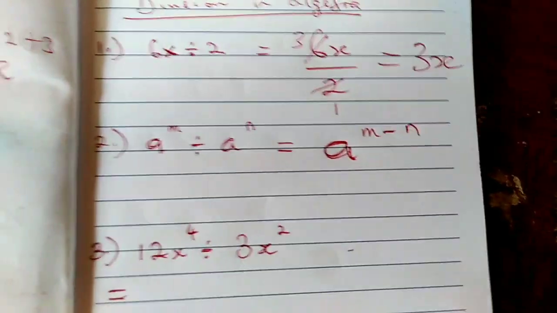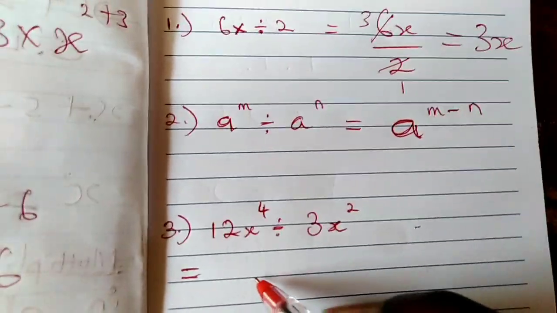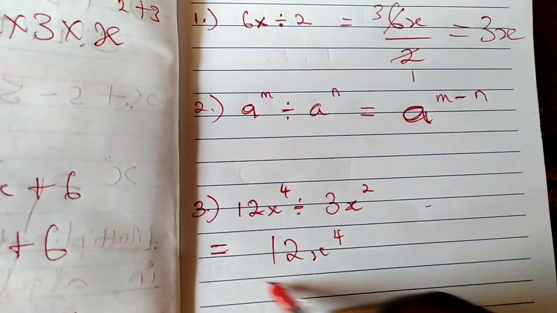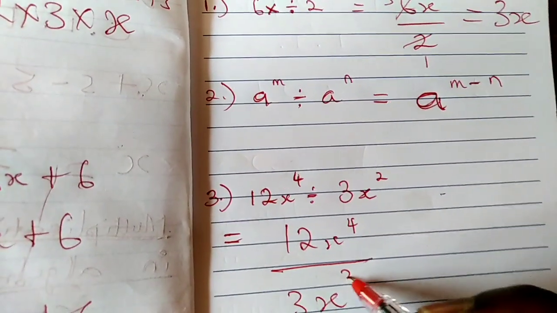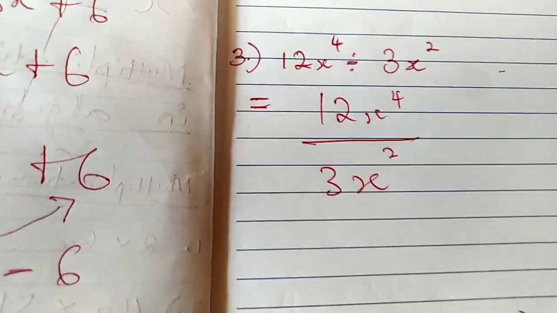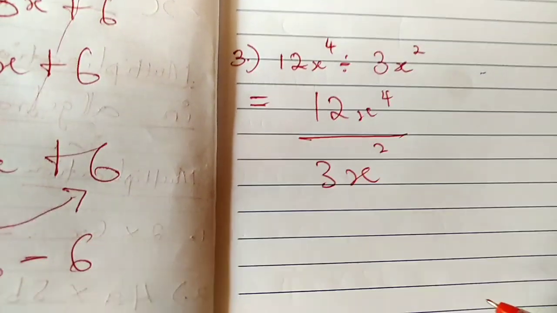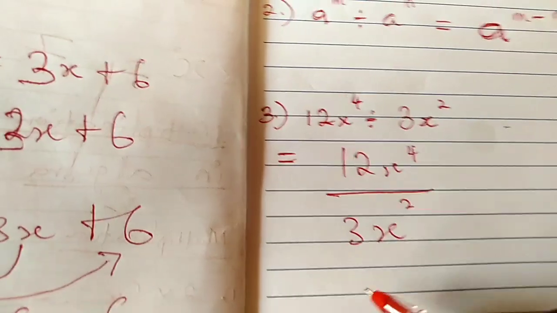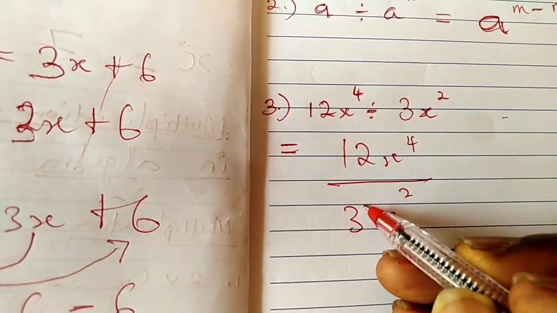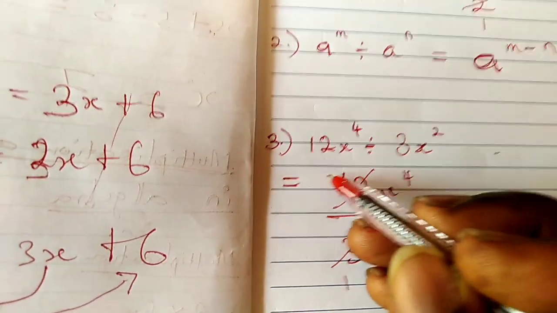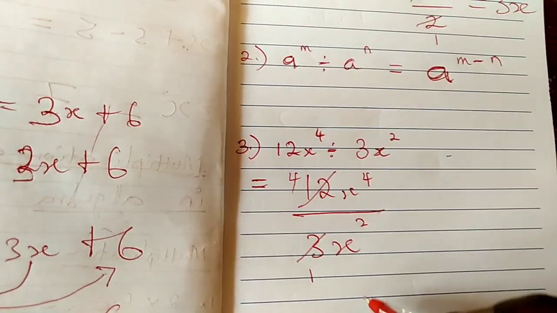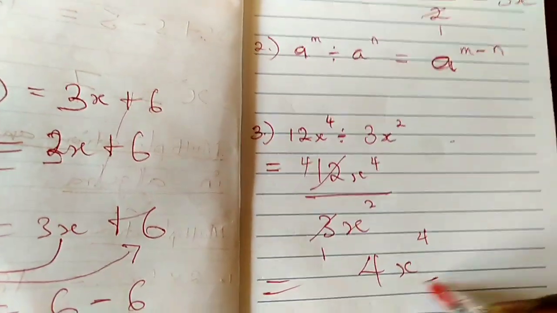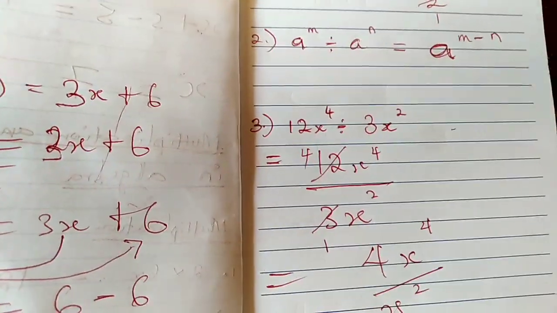Then we have this other side. I have 12 x to the power of 4 divided by 3 x to the power of 2. Okay. So what do we do here? There's a division sign. This 3 will go into 3 once, and 3 will go into 12 4 times. So for the numerator, I have 4x to the power of 4 all over x to the power of 2.